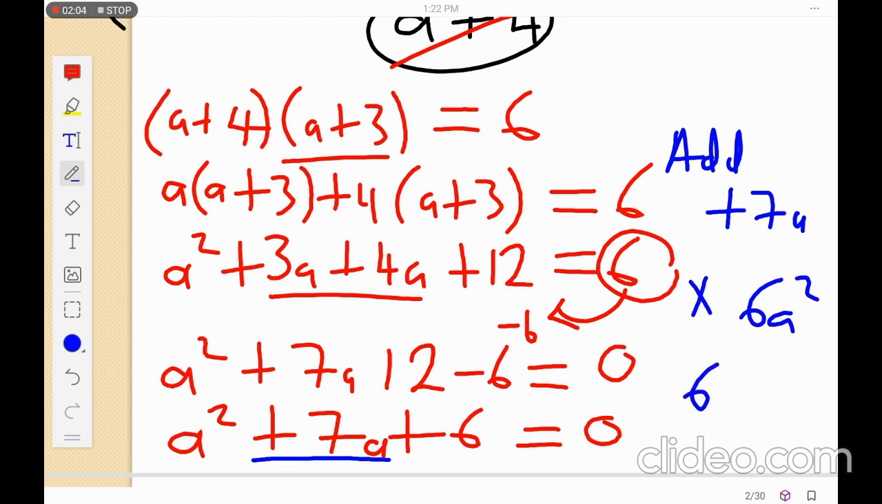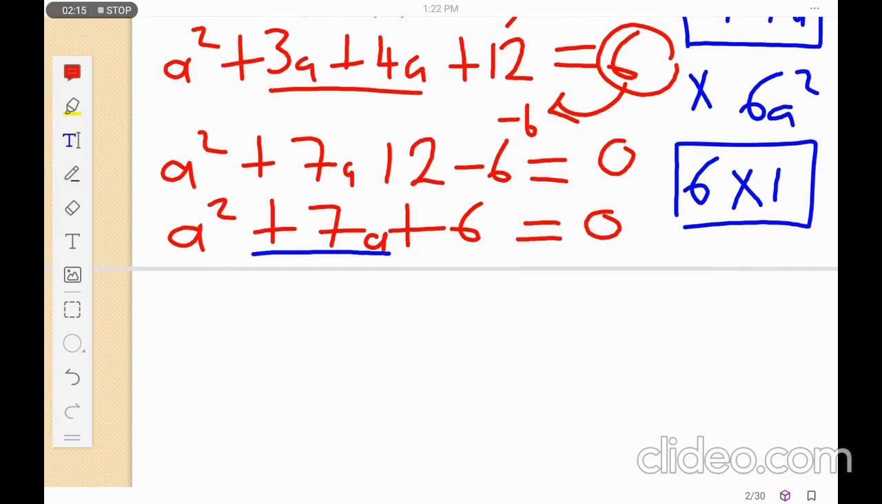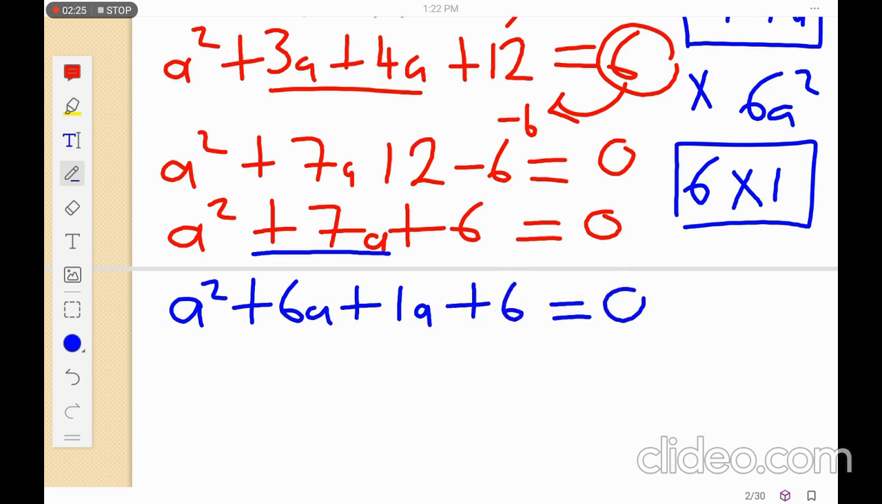Okay, so the numbers that I can think of are 6 and 1. If I say 6 times 1, I'll get 6a squared. If I add 6 plus 1, I'll get 7a there. Now let's rewrite this. We have a squared plus 6a plus a, which is 1a, then plus 6 is equal to a 0.